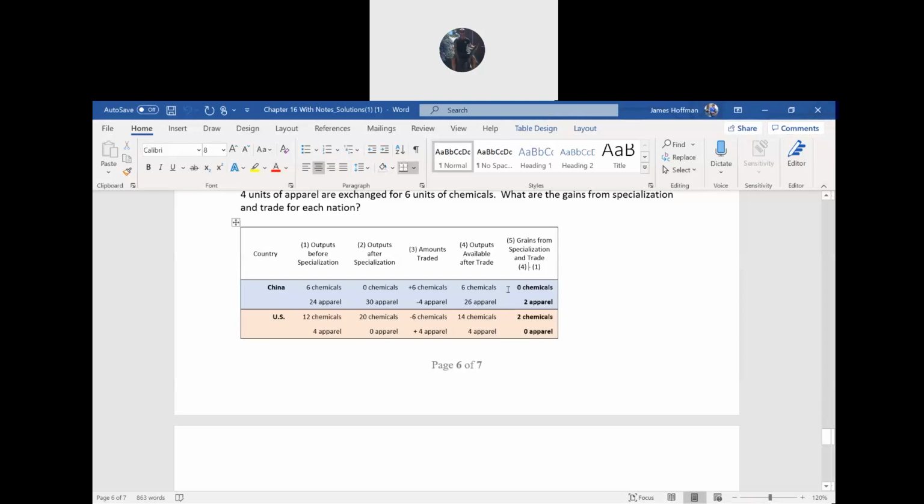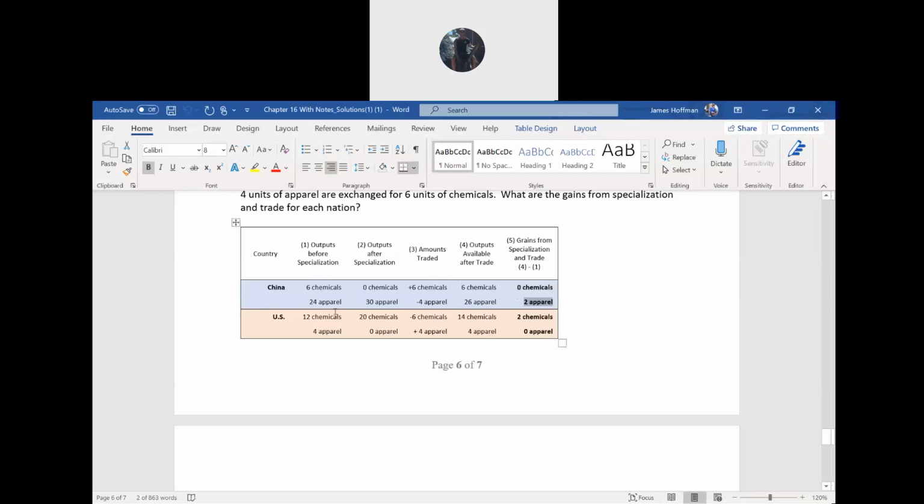Now, finally, what is the total gain from specialization and trade compared to the original output values? So originally, China had 6 chemicals. After specialization and trade, they still have 6, so they gain nothing. But they started with 24 apparel. They now have 26, so that's a plus 2 in apparel. So they gain something. They're better off at least in one of the goods.